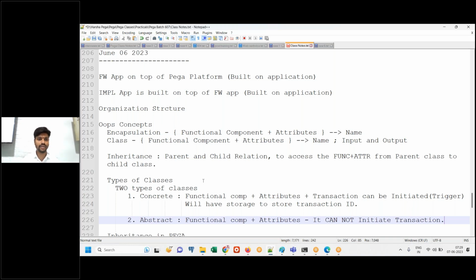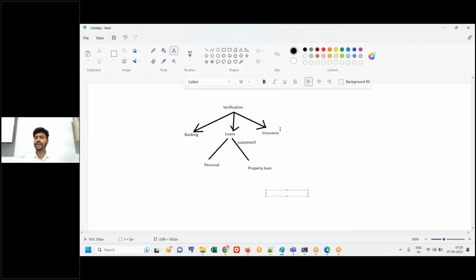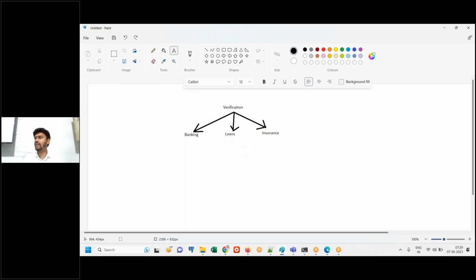Now coming back to this one, see the paint, where is it? Now go here. You tell me one thing here. Leave aside personal and common these things. Okay, let me remove those things. That's not required. Only think high level. Verification is a class, banking is a class, loans is a class, insurance is a class. Come to the real world. Is there any need of initiating a transaction at the verification department? Can a verification department have the ability to initiate any of the business transactions that are there in the business?